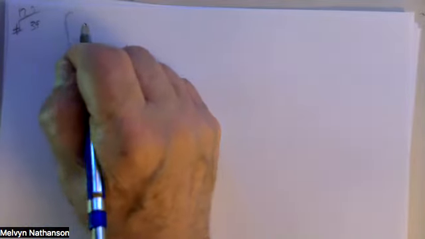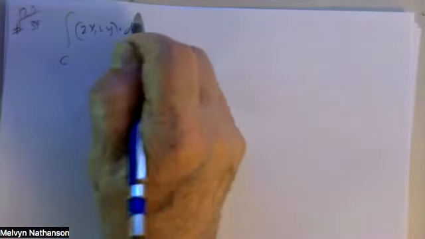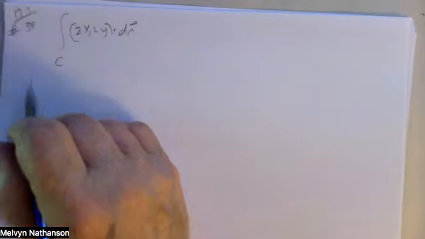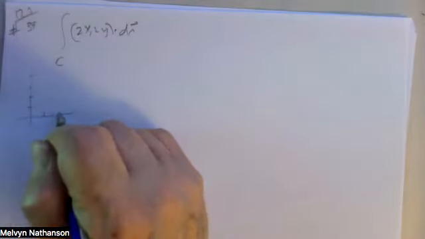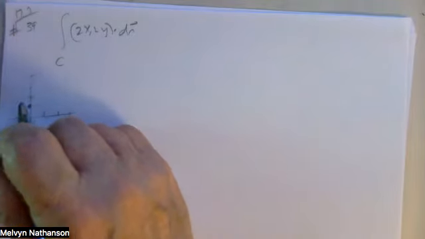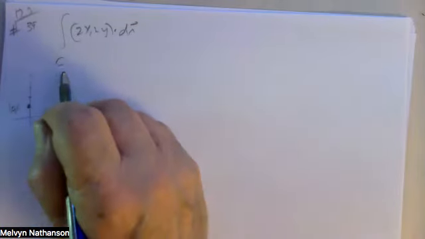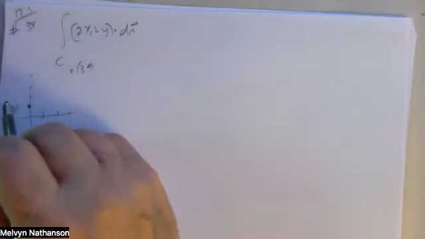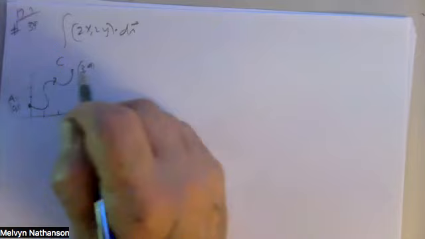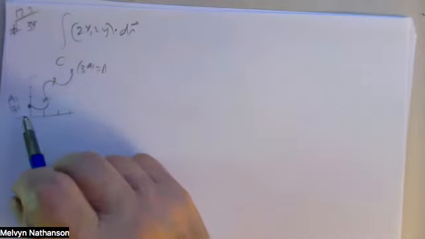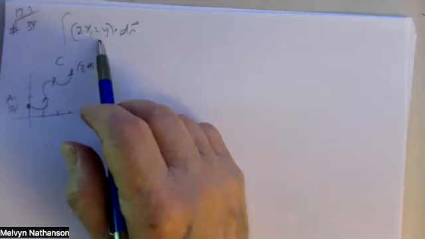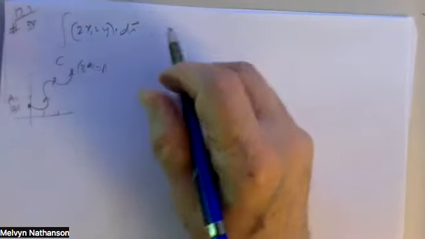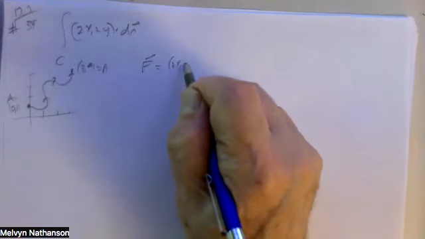Let's look at number 39. Section 17. The integral along a curve C, 2x comma 2y dot dr, where C is any curve from 0, 1 to 3, 4. So I have some curve in the plane from 0, 1 to 3, 4. And I want to integrate this vector field along the curve. What is my vector field? My vector field F is 2x, 2y.